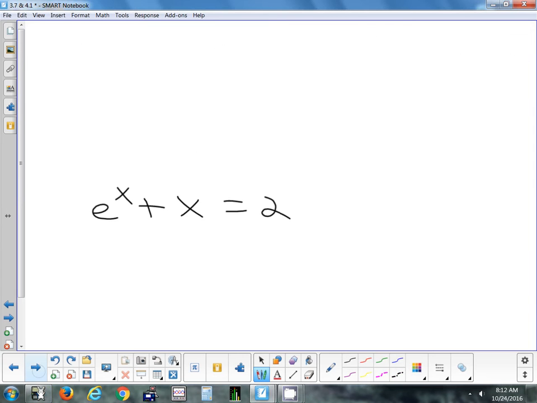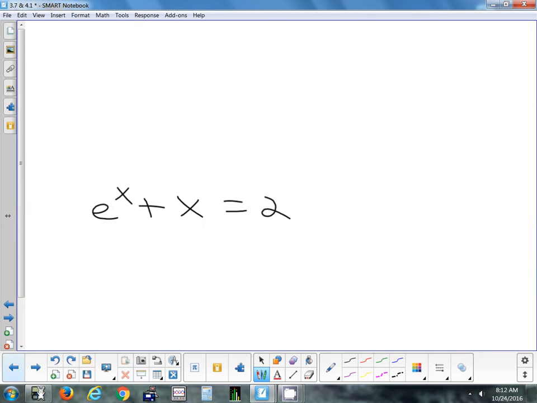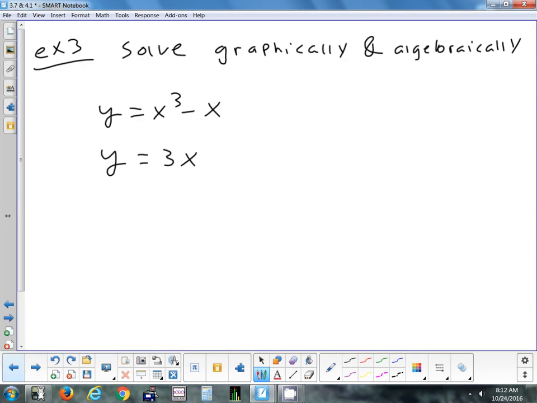All right, so I think this is the last. Yeah, this will be our last one for this section. All right, so we're going to solve this one graphically and algebraically. Let's do it algebraically first. What method would I use to solve this algebraically? How would I start? I have y equals x cubed minus x and y equals 3x.